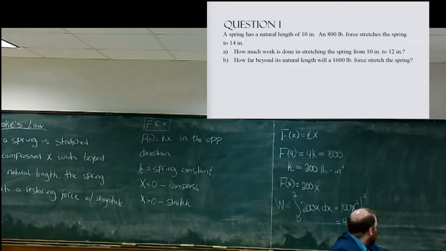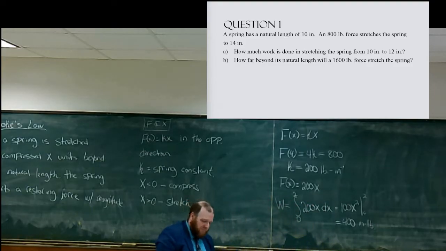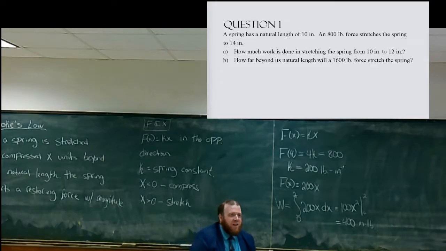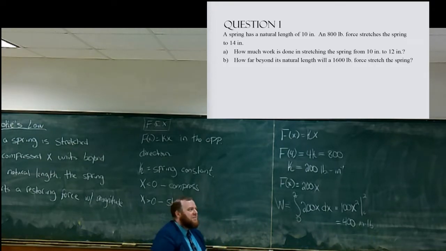If you wanted to convert that to foot pounds, what would you have to do? Divide it by 12, that's divided by 12 inches. Right, multiplied by its conversion factor, 1 foot per 12 inches. So it'd be 400 over 12, which is what? 100 over 3 foot pounds. Which isn't that much.